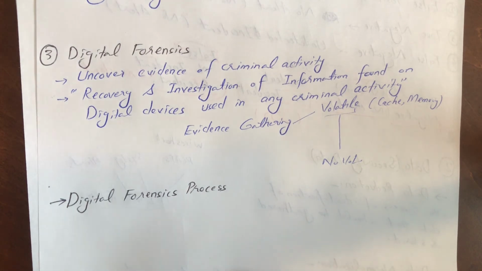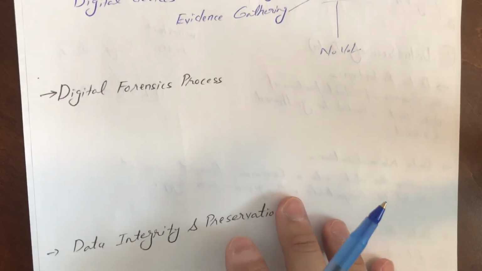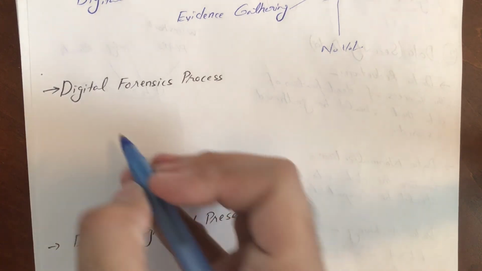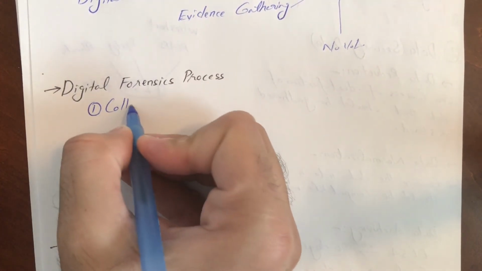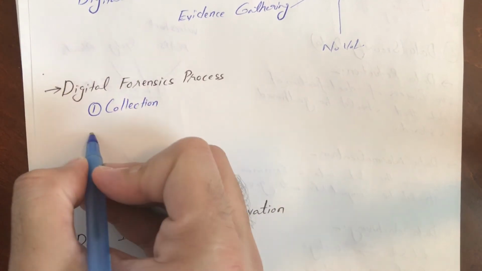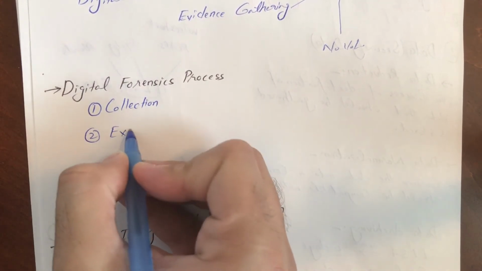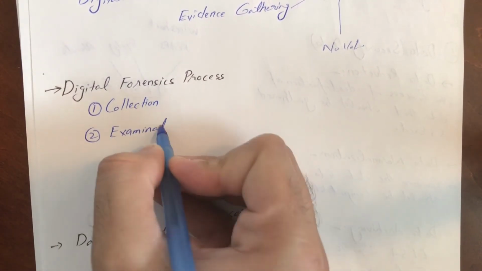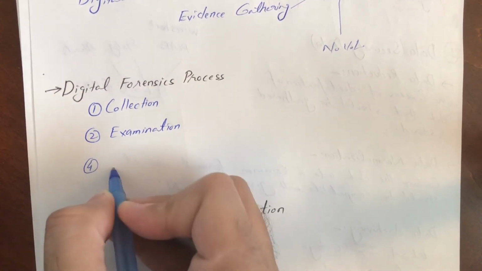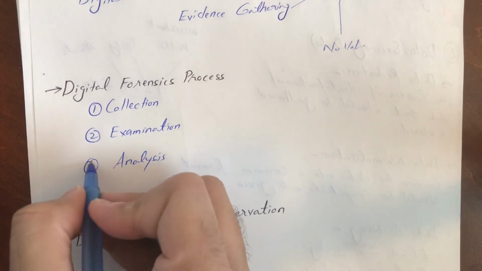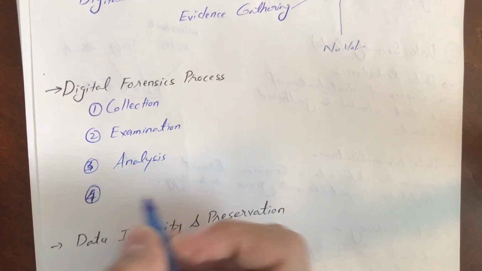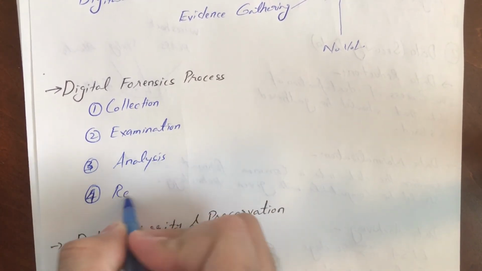Digital forensics has mainly four steps. The first step is called collection. The second step is examination. The third step is analysis. And the last step is reporting.